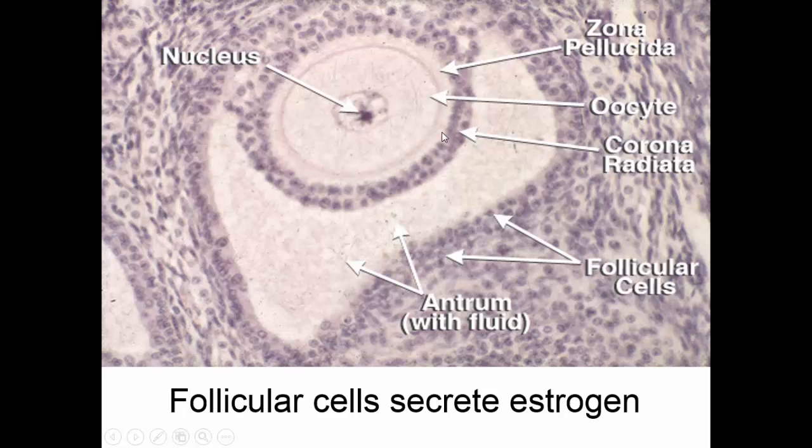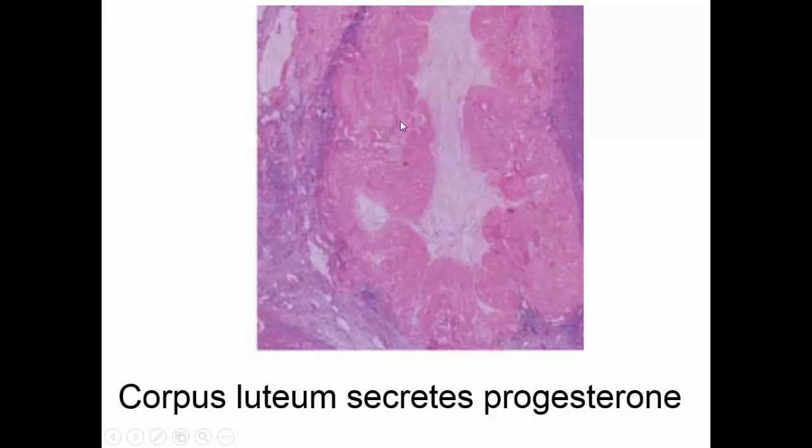As the egg matures, it will be released from the follicle, and the cells that are left behind will become the corpus luteum. The corpus luteum is what secretes progesterone.